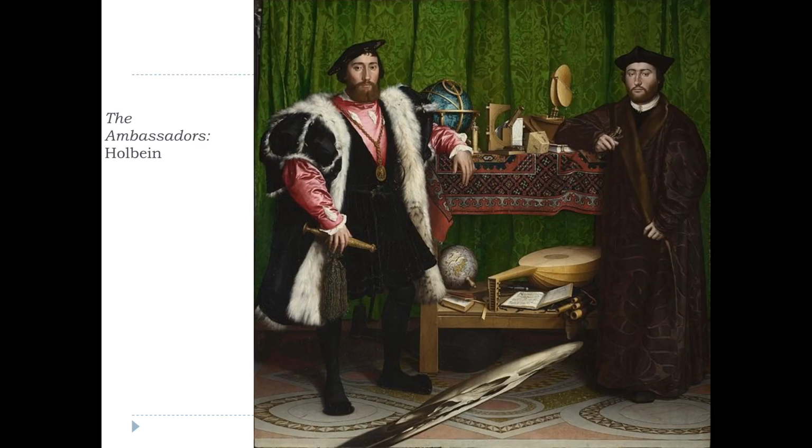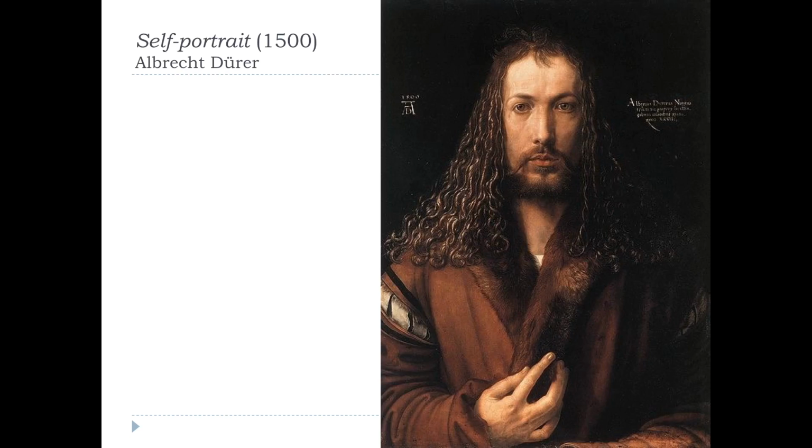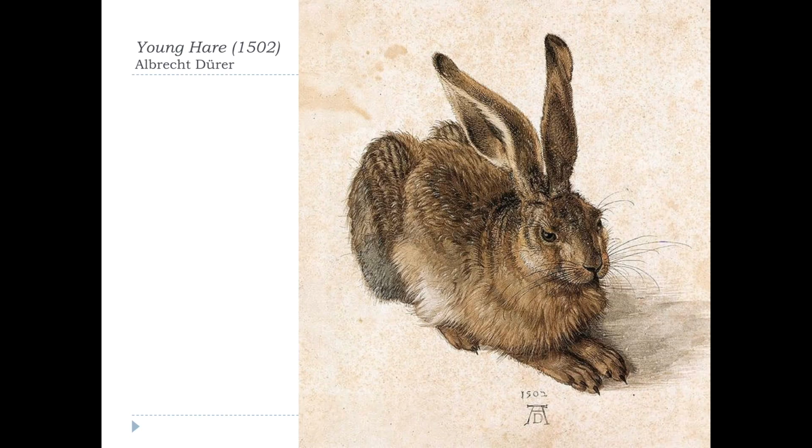We went through the artists, now we're going through their pieces. So there's Holbein's portraits. And there's a self-portrait of my guy, Albrecht Dürer. And you notice there on the left of the painting, it says 1500, and it's got his initials there, AD. Same as mine. And there's a rabbit by Albrecht Dürer.